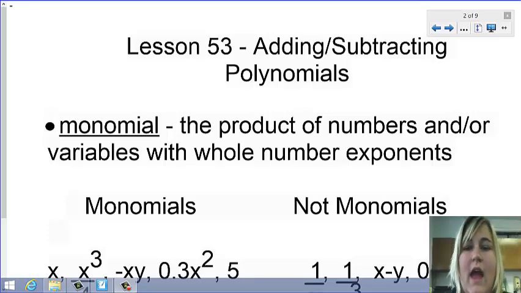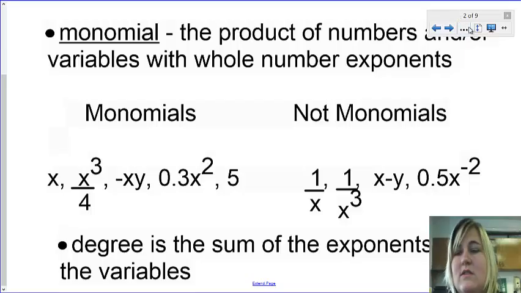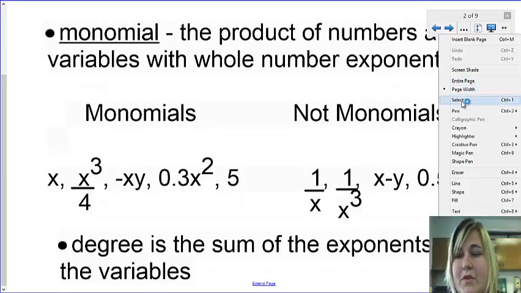Lesson 53, Adding and Subtracting Polynomials. A monomial is the product of numbers and/or variables with whole number exponents, and that's important. So, some examples of monomials that they give us.